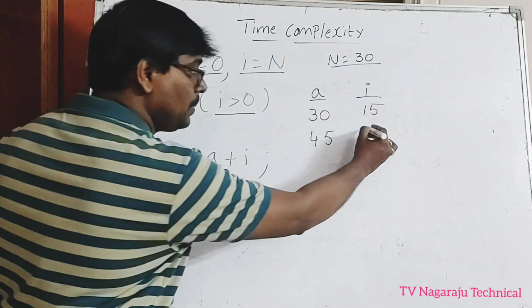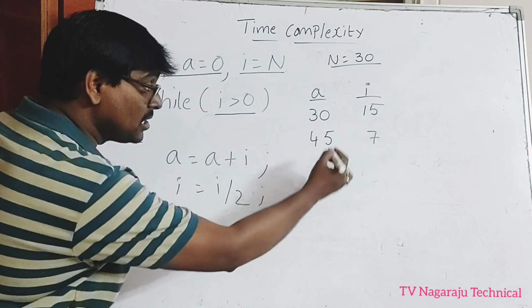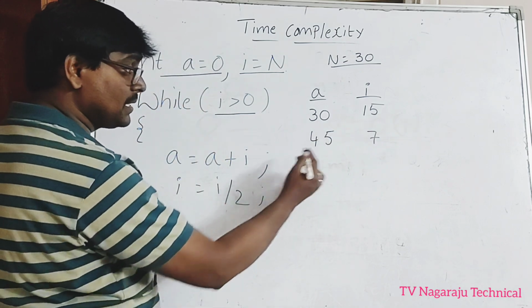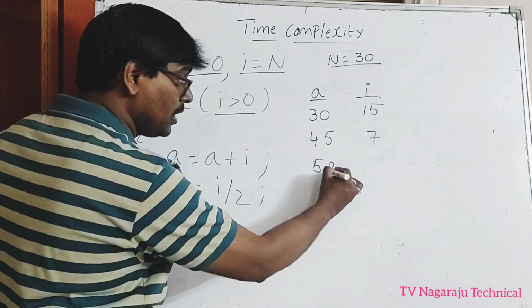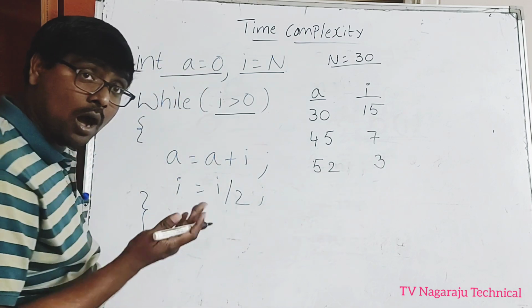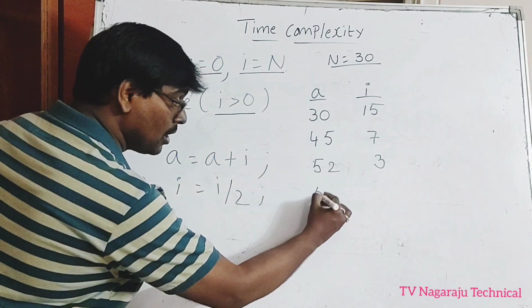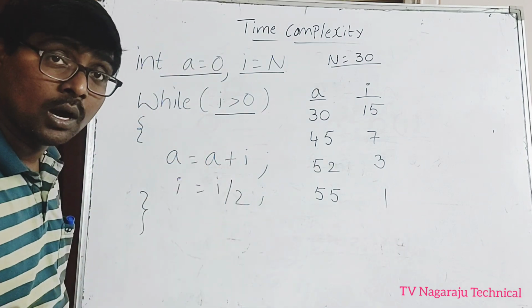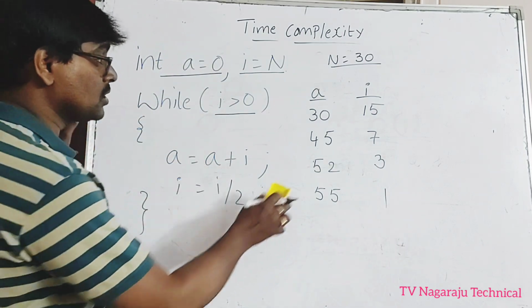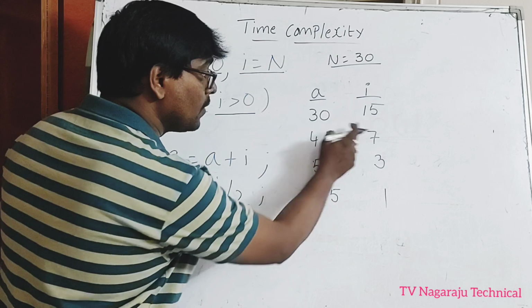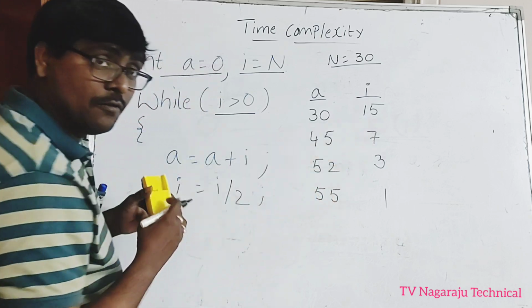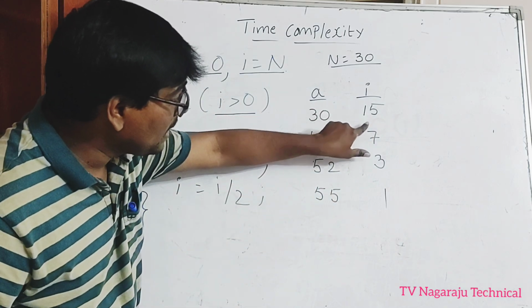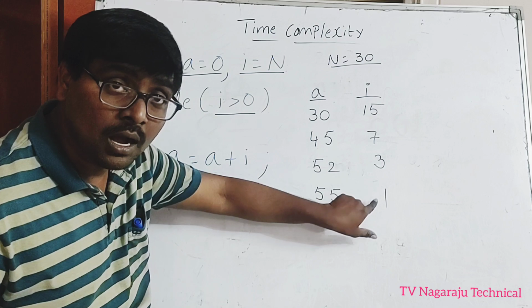Here the I value becomes some 7. Next iteration, 45 plus 7, some 52. The I value becomes half. Next iteration, 55. The I value becomes 1, and so on. Got it? If you observe carefully, in each and every iteration, my I value becomes half.